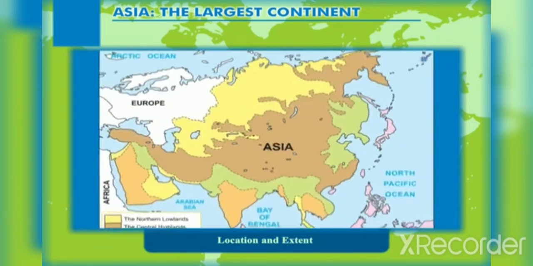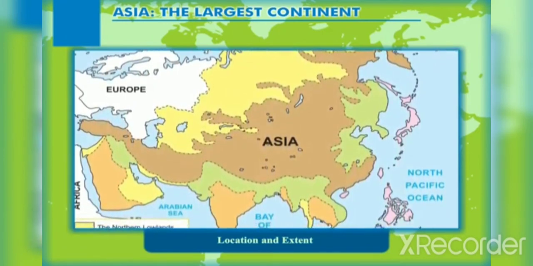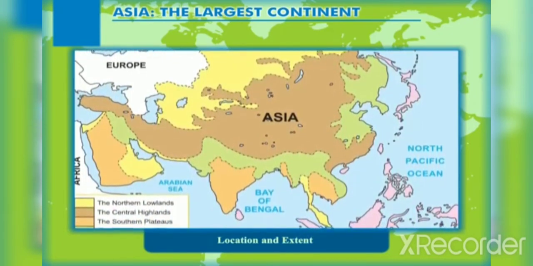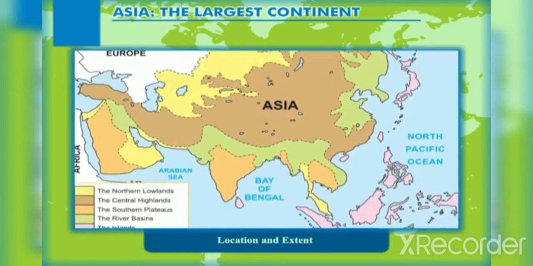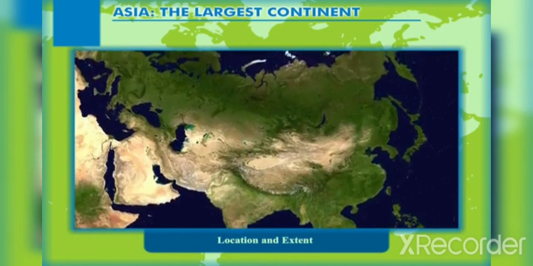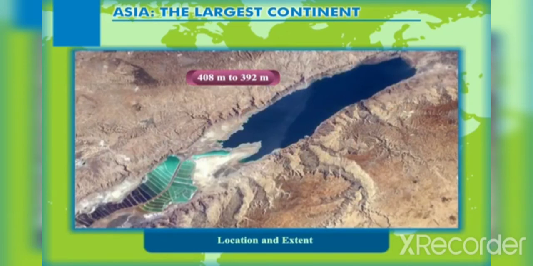Asia, the land of extremes or the continents of contrasts. Asia has a large variety of geographical features, that is, physical landscape, social structure, etc. It may be called land of extremes or the continent of contrasts. This definition has been given to Asia due to several contrasting features. The Mount Everest, 8,848 meters to 8,854 meters, is the highest mountain in the world. The Dead Sea, 408 meters to 392 meters below sea level, is the lowest part.